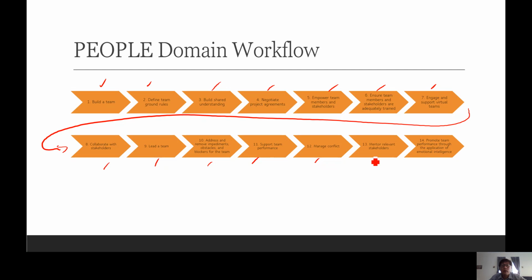Monitor resources. The mentoring, right, and of course here the continual enhancement of team members. This is a very key EI, emotional intelligence. All right, emotional intelligence, people domain.